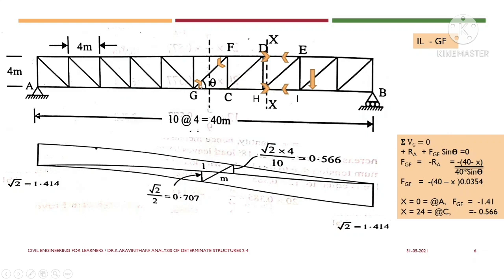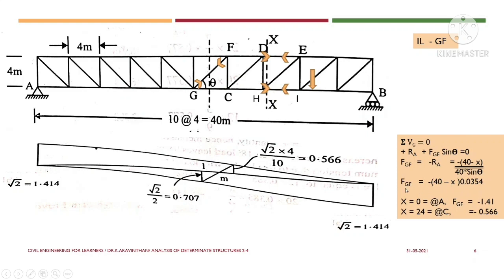So G is the inclined member here, and you have theta, and after resolving this vertically, you will be getting FGF. So FGF will be sin theta, which is positive, and RA is also positive. So both the forces are positive. We know that RA is (40 minus x) by 40, and if you want to find FGF, you can substitute here, and if you substitute theta equal to 45 degree and simplify, you will be getting 0.0354 into this fraction. So this is a function.